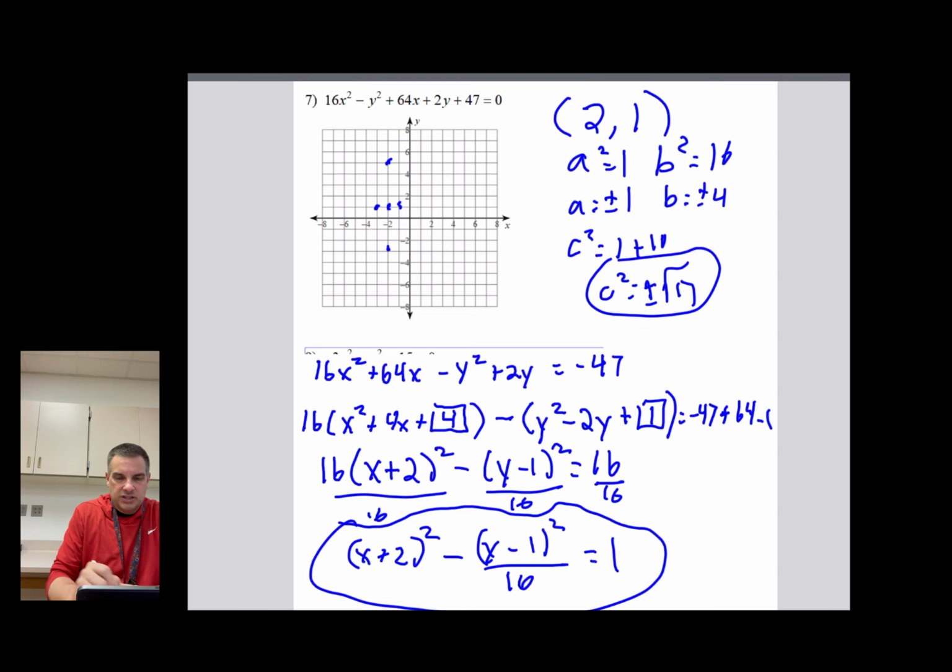If you want to just write the asymptote right now, it's y is equal to plus or minus up 4 over 1. So 4x, and again, there is plus something there, but we're not going to worry about that part right now. That's just our general start.